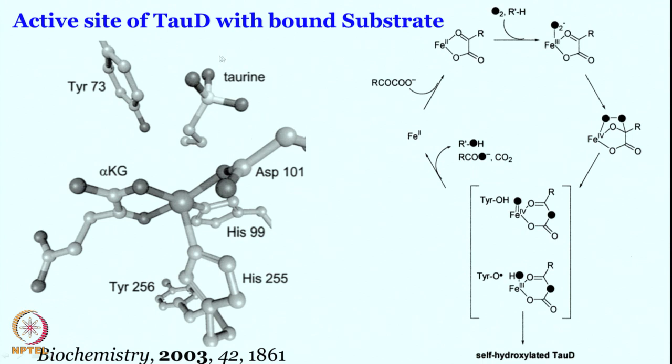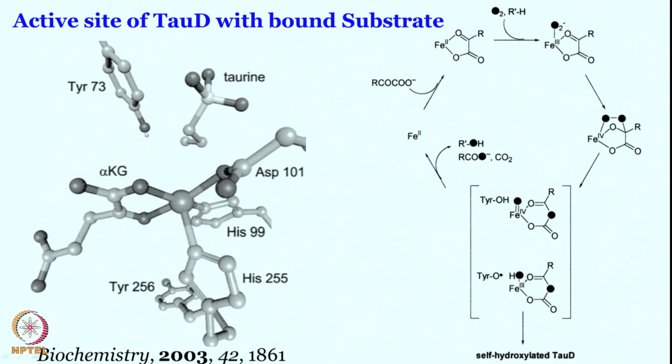Now, as you can see, taurine is right next to the iron center. That means it has the capability to reach out to the high valent iron oxo species that is getting generated right over there. One of the things you must be noticing is that in addition to taurine, here is a tyrosine, which is not a desired substrate to get hydroxylated because the enzyme's job is to hydroxylate taurine. But when the taurine is not present, then what happens? We see quite a lot of reaction at tyrosine. We will come back to that later.